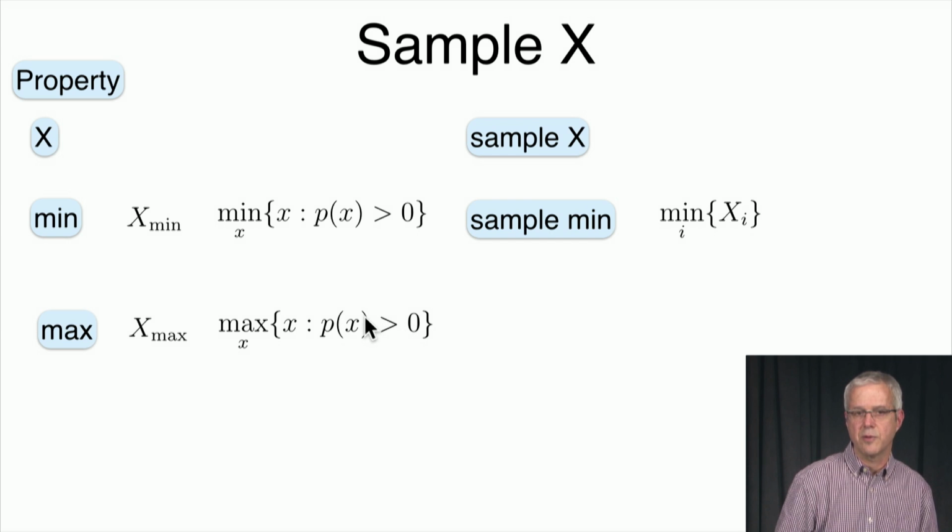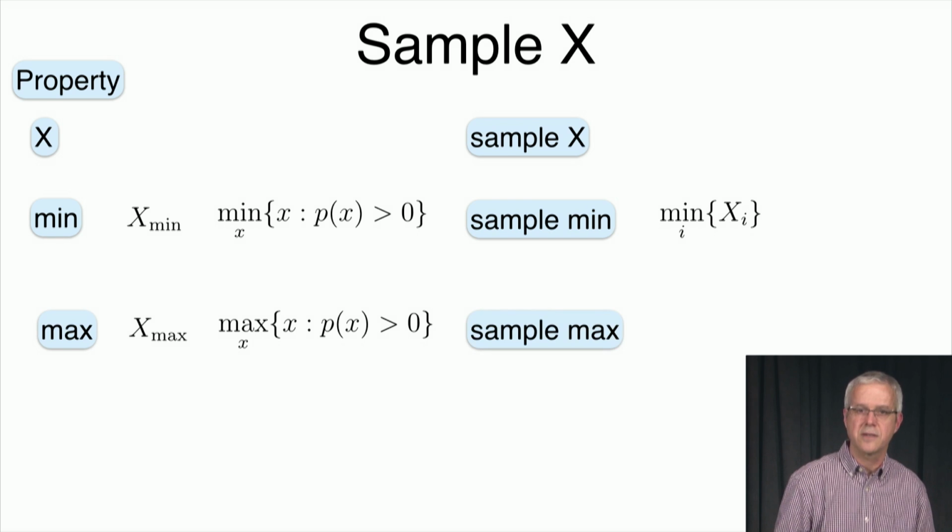So, for example, if we take uniform from 7 to 9, then the highest possible value is 9. And then we're going to just have the sample x, in this case called the sample max, which is just the maximum of the values that you observed. So for example, if the distribution was from 7 to 9 and we got the values 7.1, 7.8 and 8.4, then the sample maximum is going to be 8.4.